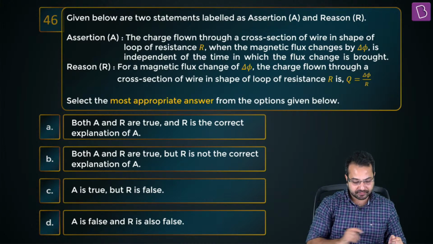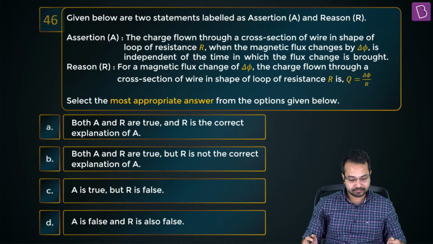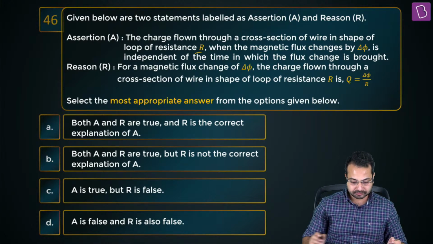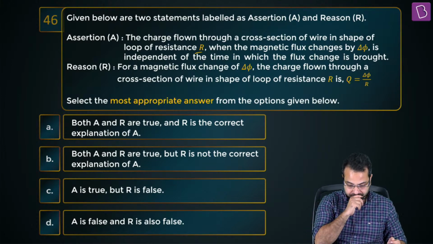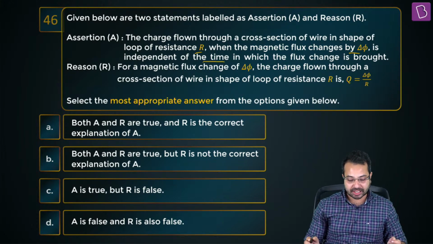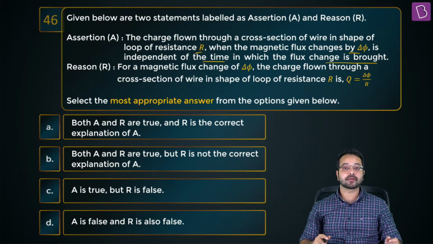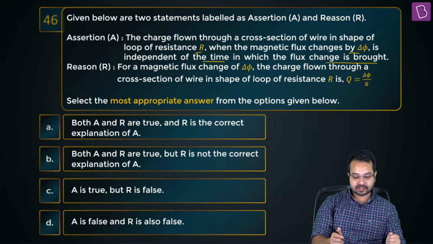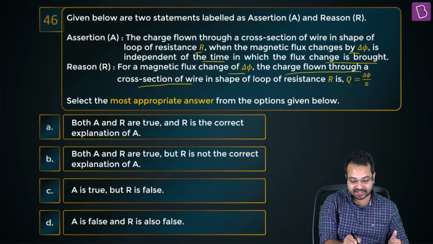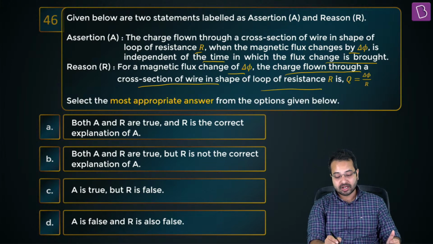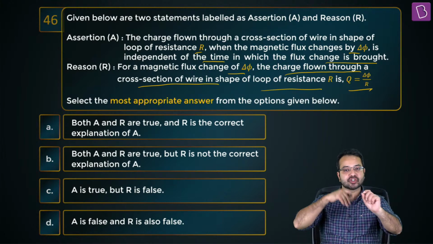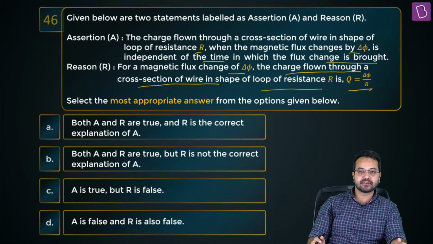Question number 46, what do we have? What is the assertion? The charge flown through a cross section of wire in shape of loop of resistance R, when the magnetic flux changes by delta phi, is independent of the time in which the flux change is brought. Alright, so we'll look at this. But what is the reason? For a magnetic flux change of delta phi, the charge flown through a cross section of wire in the shape of loop of resistance R is Q is equal to delta phi upon R. So basically we need to understand what is the relationship between charge and the change in flux.